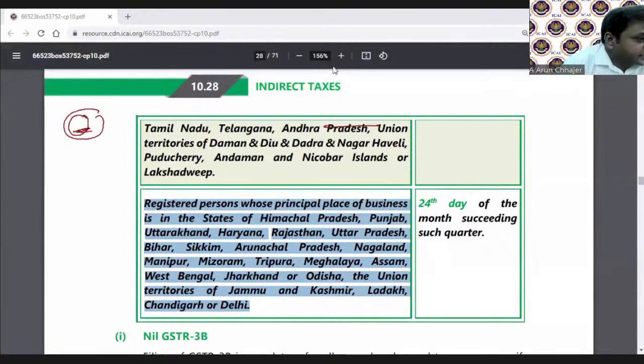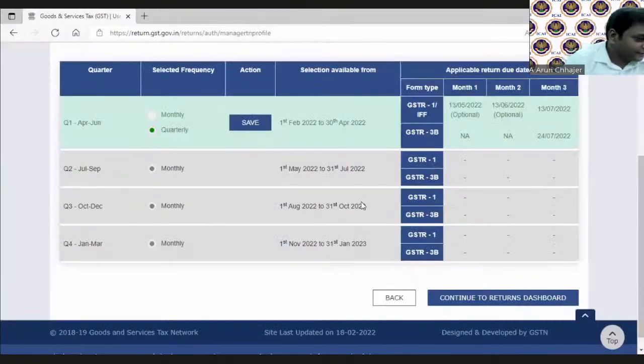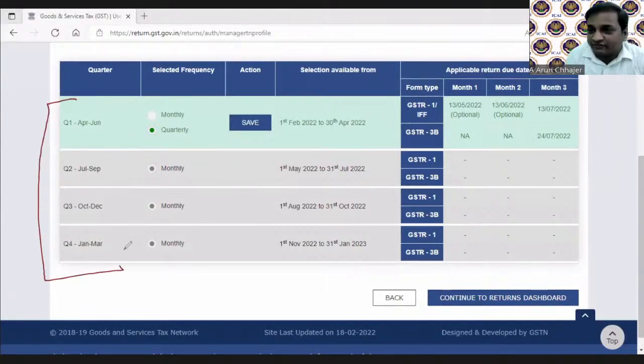Sir, we can't see GST portal screen. Please show us the process again. Oh my God. Sorry. Let me explain this part once again after the break, and we will discuss all the questions.